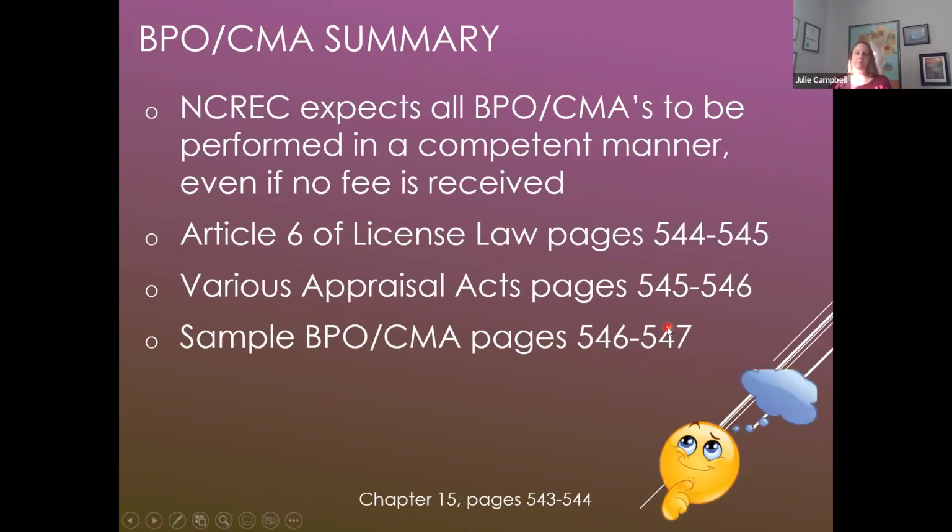Final thoughts. Real Estate Commission expects us to perform these things competently. I think we've kind of driven that point home. I hope. Article 6 is your license law. I think you guys should jot these down, so when you do get out and start doing them for a fee, you know where to go. Start with refreshing yourself on the license law and commission rule.